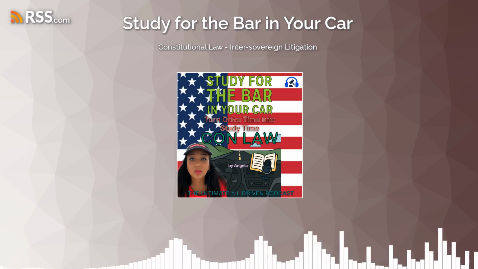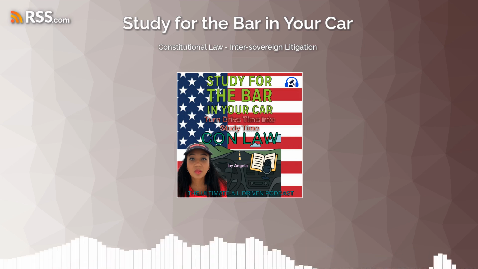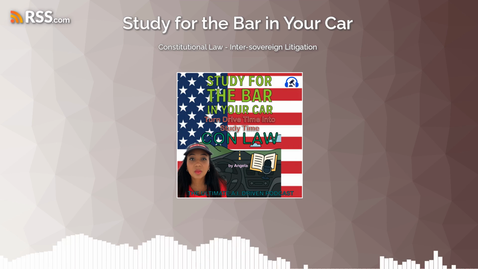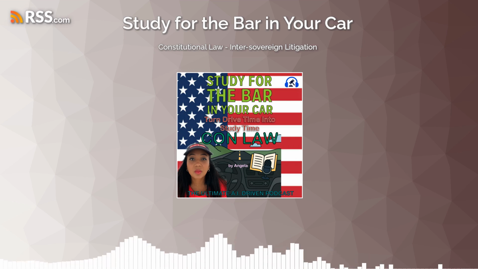But sometimes private action can be treated as state action. Angela notes 2 exceptions. Yes. First, the public function exception. If a private entity performs a task traditionally and exclusively done by the government, like running a whole town or conducting elections, its actions might be deemed state action. Very narrow. And the second, the significant entanglement exception.